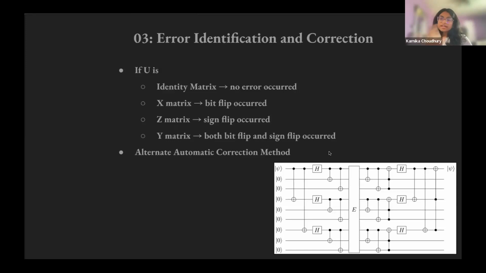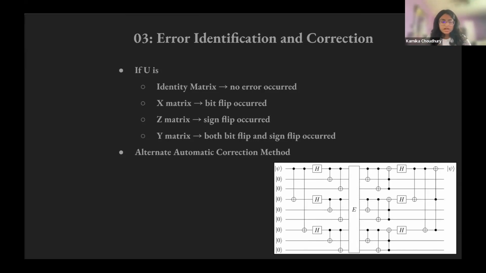Okay, so back to the concept of the unitary transform. When we reduce it, if it's the identity matrix, there was no error. If it's the X matrix, a bit flip occurred. If it's the Z matrix, a sign flip occurred. The Y matrix actually means that both a bit flip and a sign flip occurred. So again, this algorithm can look for that as well.